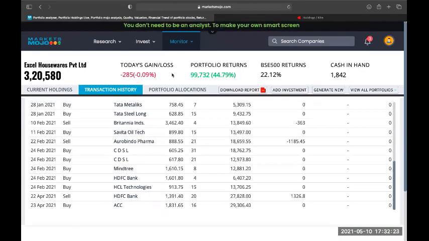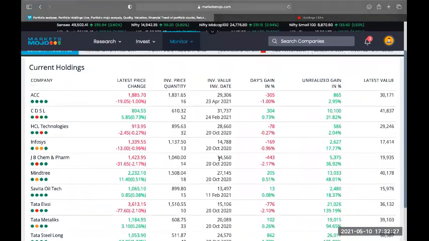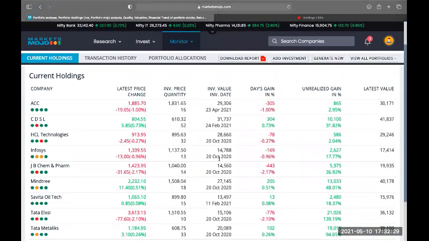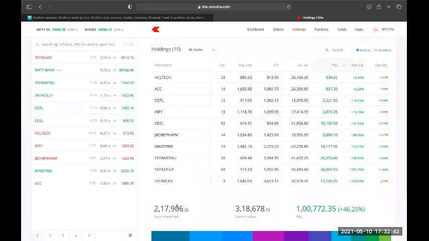Yeah, so it's showing over here, no? So if you see, my current holdings are showing over here. It shows my investment price. It shows the latest price. And it is showing you the results over here. It's showing that the portfolio returns is say 99,732. Let me show it to you over here in Zerodha. So my investment amount is say 2,17,000, and my current value is around 3,18,000. So it's showing you the growth in your portfolio, or the money.